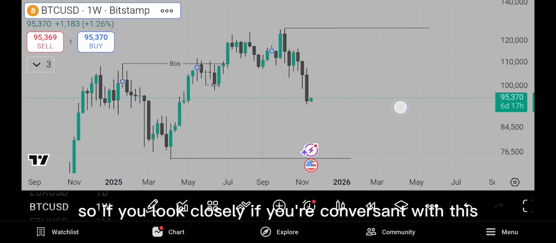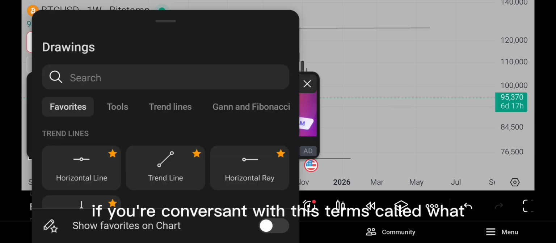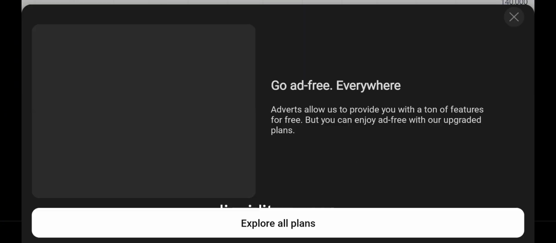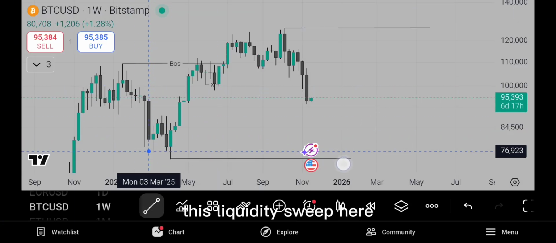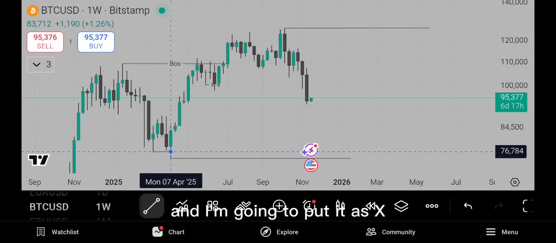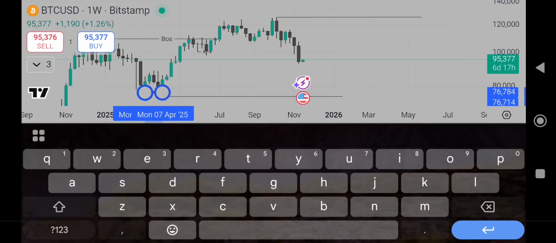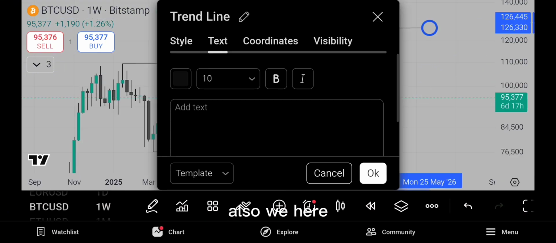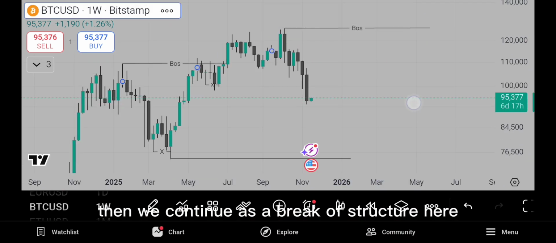Okay. So if you look closely, if you're conversant with these terms, what? Liquidity sweep. Well, we have a liquidity sweep here. Clearing of liquidity, clearing of sell side liquidity, and I'm going to put it as X. Then here, let me mark here also. If price comes back to this place and takes it out, then we continue as a break of structure.